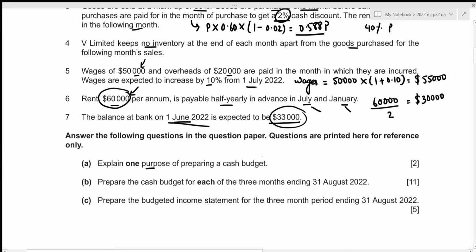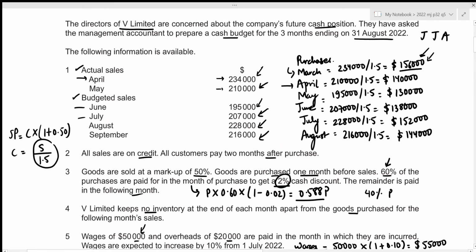The only receipts will be from our sales made, and we are told that all customers pay 2 months after purchase. So if we're talking about June, we'll be receiving the amount of sales made in April. And for July, we'll be receiving the amount of sales made in May. And for August, we'll be receiving the amount of sales made in the month of June. So we just need to write these amounts of 234,000, 210,000, and 195,000 for the months of June, July, and August respectively as receipts from the customers. Let's write it down.